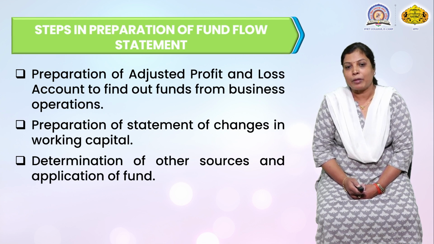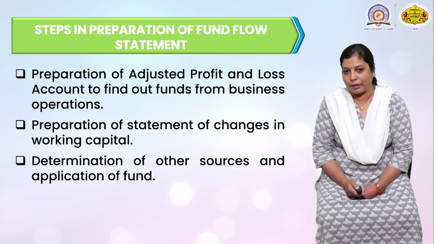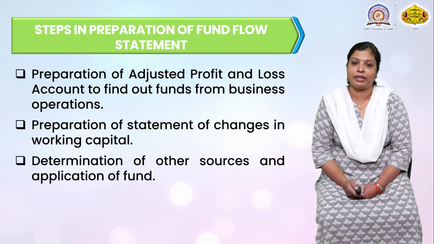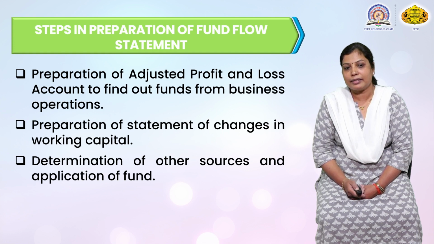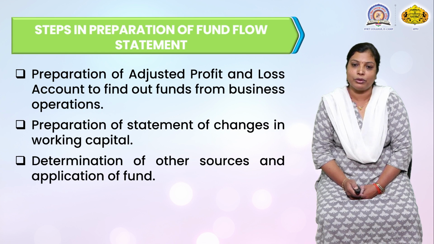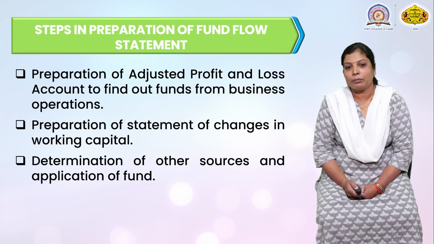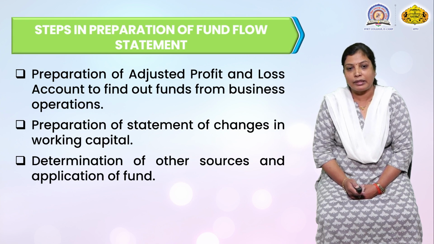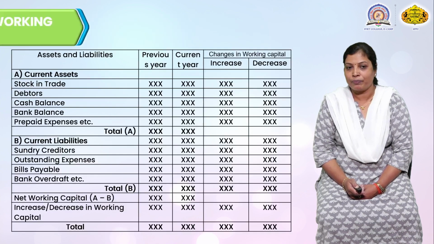Second point is preparation of statement of changes in working capital. First, we see the profit and loss account and prepare the adjusted profit and loss account. After that, the second step is preparation of statement of changes in working capital, which is shown in the next slide. Third point is determination of other sources and application of funds, meaning what are the different sources of money and what are the applications of received funds. These are the three steps in preparation of fund flow statement.